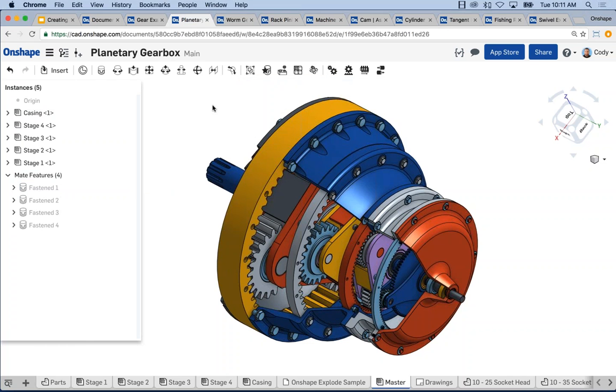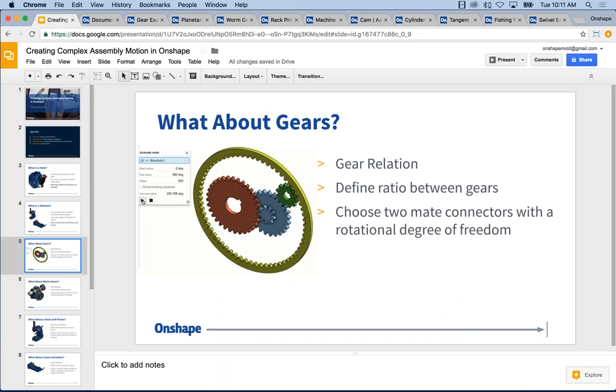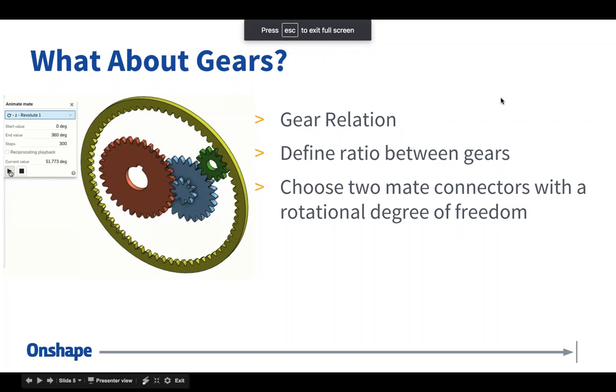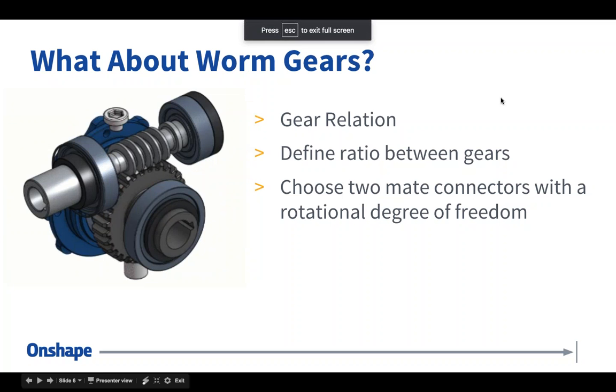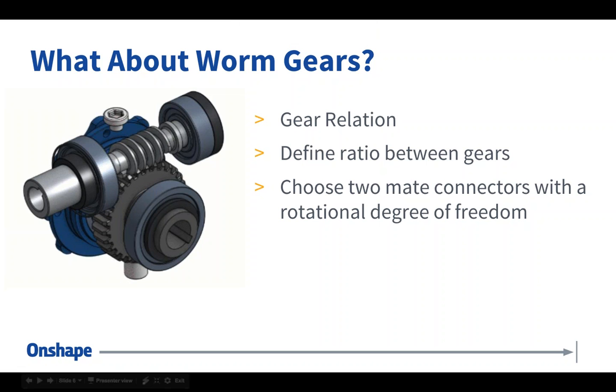Now, the next one that I want to point out, jumping back to my slides real quickly, very similar to this, in fact, identical, actually. What about worm gears? So every time I show a simple gear example, the question then comes up, well, what about worm gears? How are those treated? Are those any different? And the answer is no. They're exactly the same. The only difference is, of course, they're in different directions, but in terms of defining the gear relationship, they're identical. All you're doing is defining a ratio between the 2 mates.